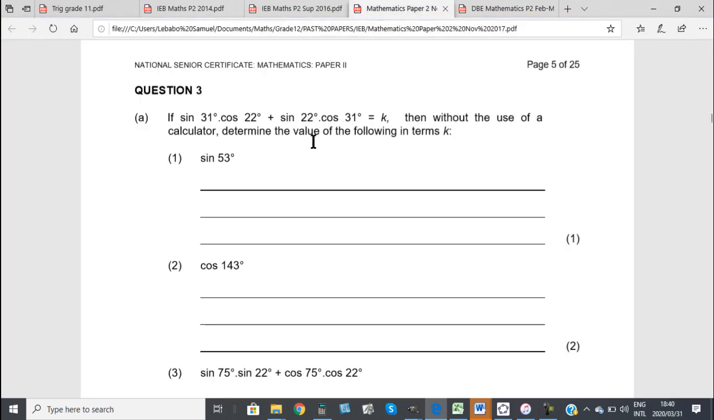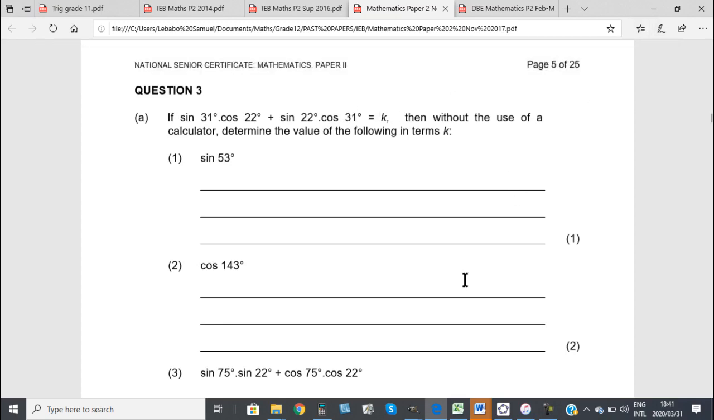Okay, let's take one more. So again, we are still on IEB. This is now 2017. If sine 31 degrees times cos 22 plus sine 22 times cos 31 is K.